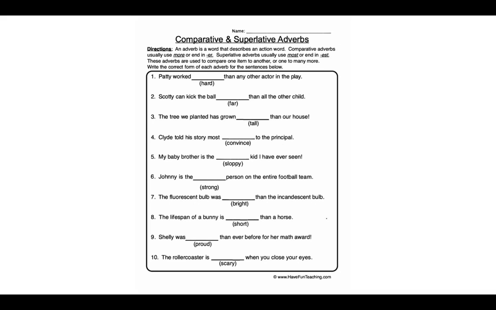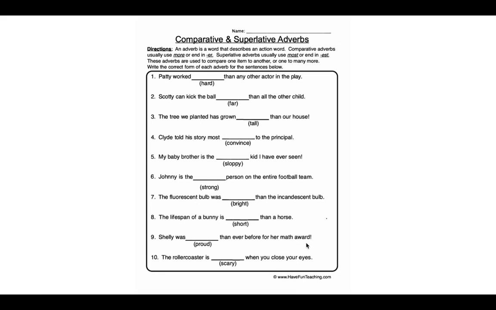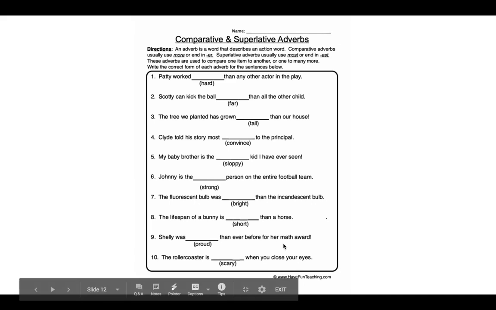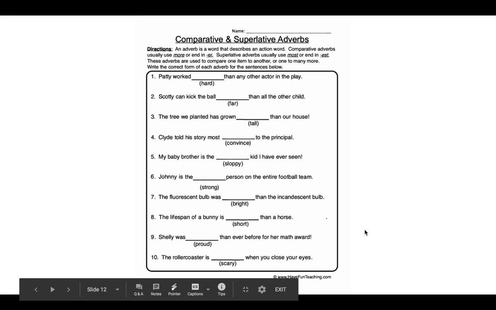My baby brother is the sloppiest kid I have ever seen. Johnny is the strongest person on the entire football team. The fluorescent bulb was brighter than the incandescent bulb. The lifespan of a bunny is shorter than a horse. Shelley was prouder than ever before for her math award. The roller coaster is scarier when you close your eyes. Or more scary? I would say scarier. You got to drop the Y and add IER.